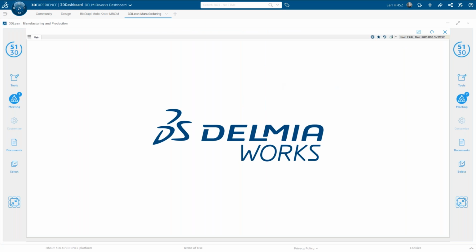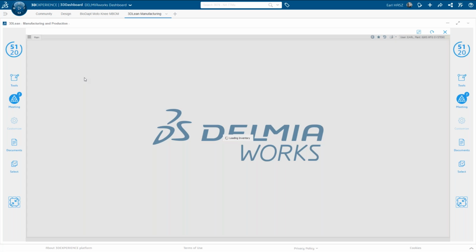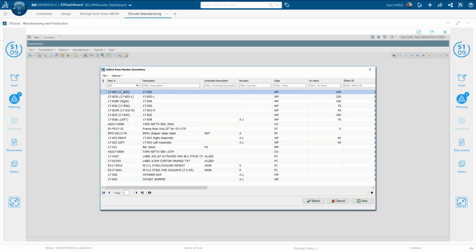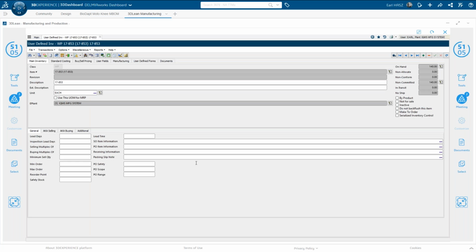DELMIAworks. So now that we have that put into place and it is ready to go into DELMIAworks, I can go ahead and bring that in and have it be available to me here in DELMIAworks, where again, searching on that 1853 calf leg, I now have the inventory defined within my production environment.